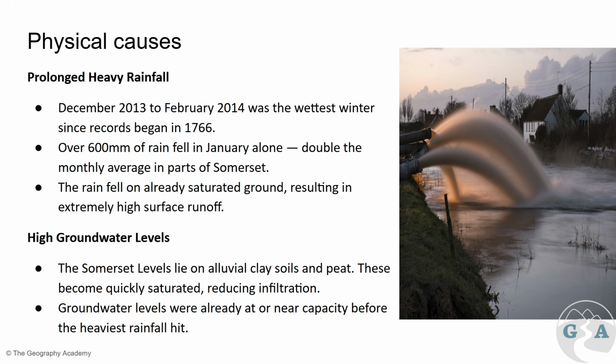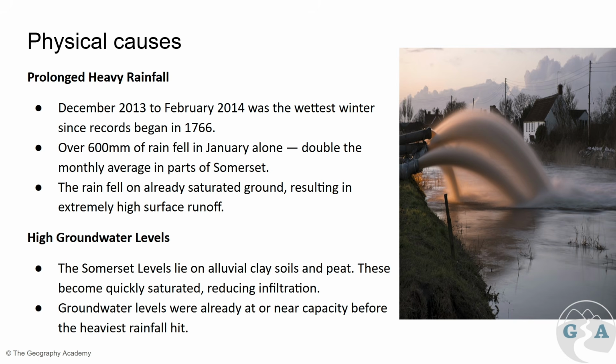We have records since 1766. 600 millimeters of rain fell in January alone, double the monthly average in parts of Somerset. The rain fell on already saturated ground, resulting in extremely high surface runoff. We talked about this with antecedent moisture, going back to our storm hydrographs and the causes of changes there. So we get huge amounts of river runoff that can't be controlled. It's in the winter as well, so there's less transpiration and less evaporation, so there's less water leaving the system that way.